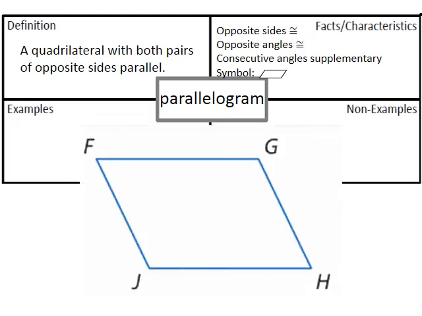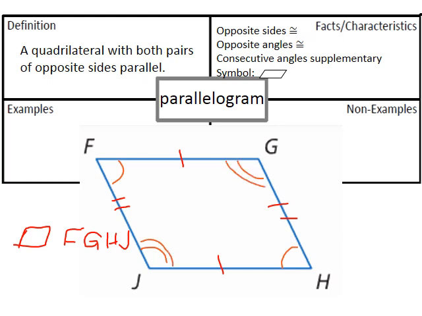Just to re-emphasize, let's mark all these different properties of parallelograms. We know this is parallelogram FGHJ. We name it again by going around the vertices. We know opposite sides are congruent, so FG is congruent to JH, and FJ is congruent to GH. What else do we know? Opposite angles are congruent. So angle F and angle H are congruent angles. Angle J is congruent to angle G. Those are opposite angles, opposite one another in the quadrilateral.